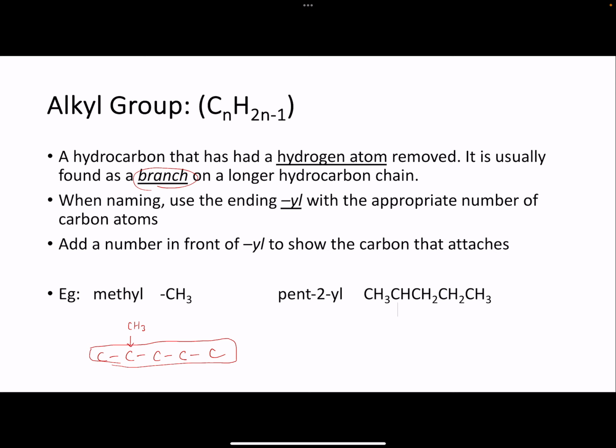So pent-2-yl, again, we look at all of this. The first part tells me that there are 5 carbons. The ending tells me that it's a branch off of a chain of carbons. And this number tells me that at C2, it attaches to the main branch. So 1, 2, 3, 4, 5. That means this carbon here will attach to a longer chain and form very complex branching.